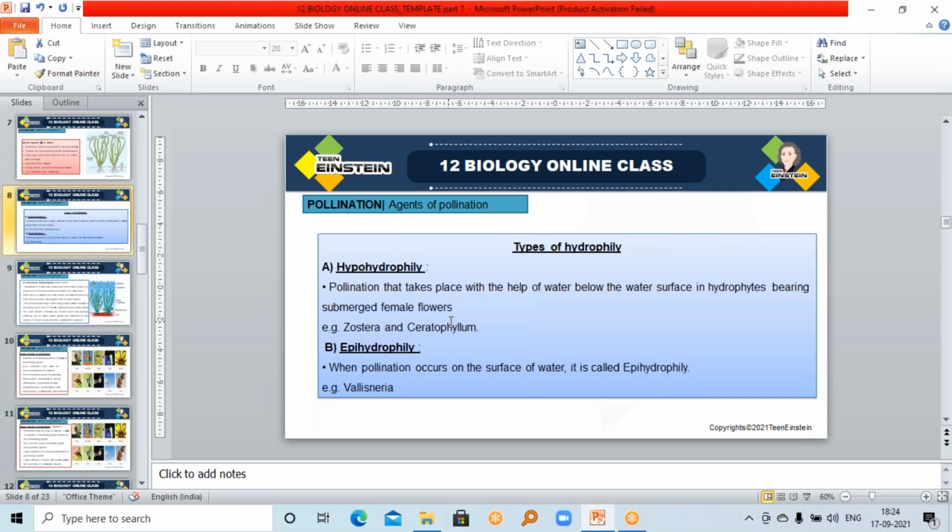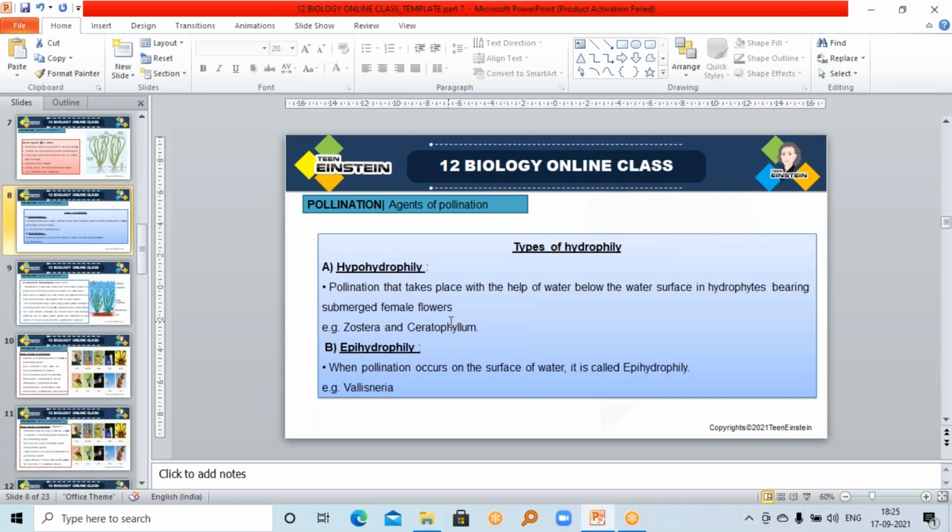All these are water pollinated plants, where hydrophily is taking place. But all aquatic plants are not using water for pollination. Note down this point. Majority of the aquatic plants, for example water hyacinth and water lily, are water plants only, right? But these are emerging above the water level.